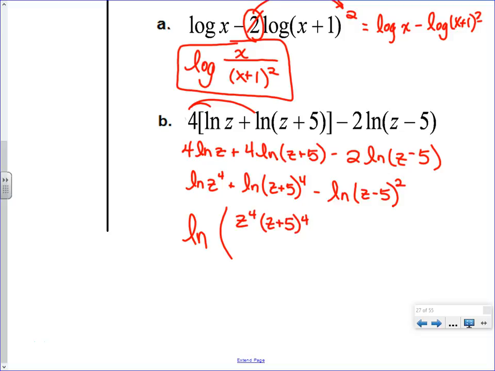So far, all I've done: ln, okay, keep the ln. z to the 4th plus ln, eliminate the ln and change it to be a product, a multiplication, bring them in. Now, keep reading. Minus ln, eliminate the ln and make it into a what? Division.